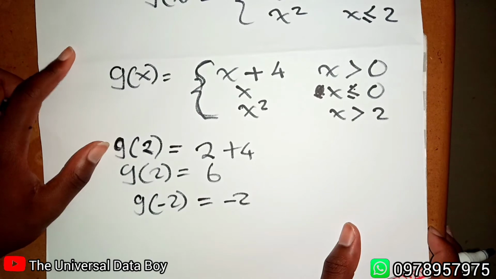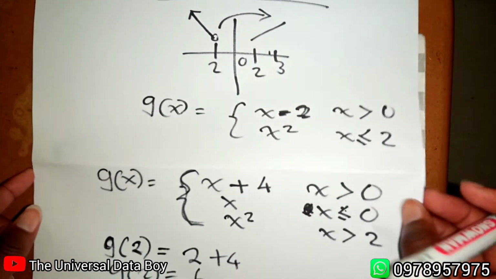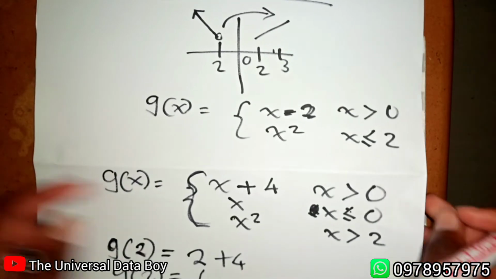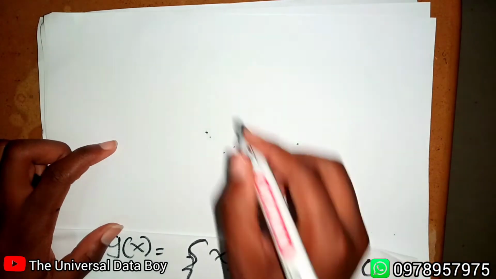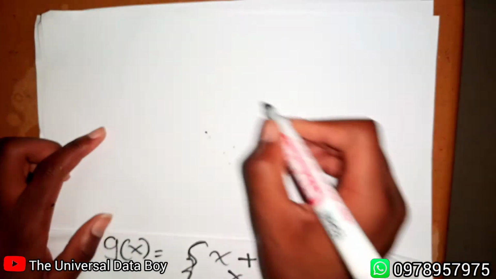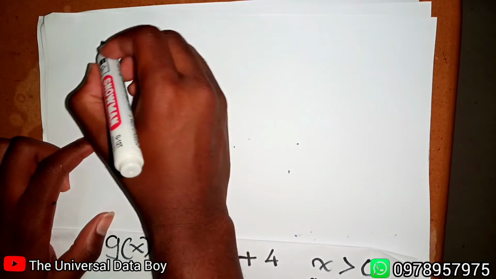This is how simple piecewise functions are. The problem sometimes comes when graphing. So I'll give an example of how you'd actually graph this one. We can try to graph this piecewise function. You can use your table of values. So you can use the first one.